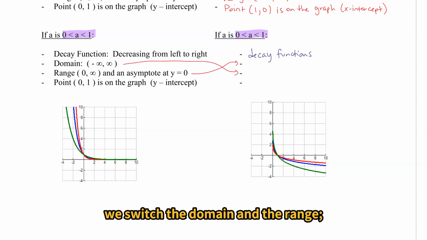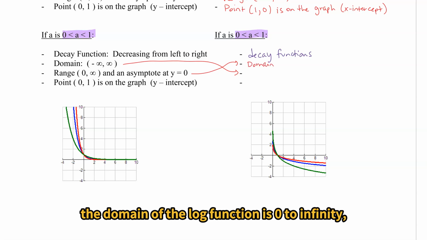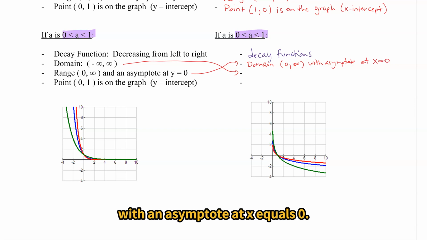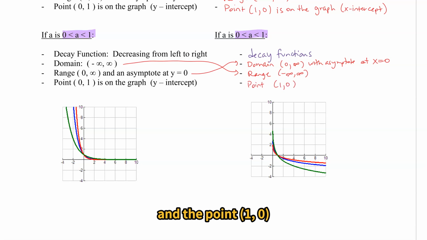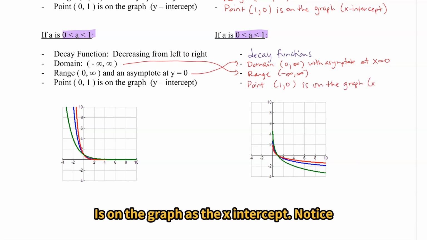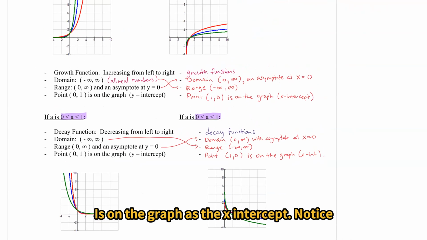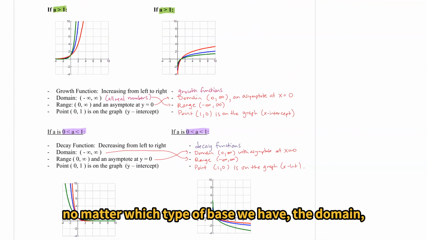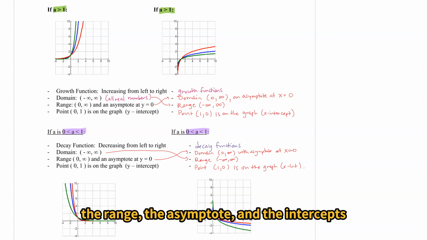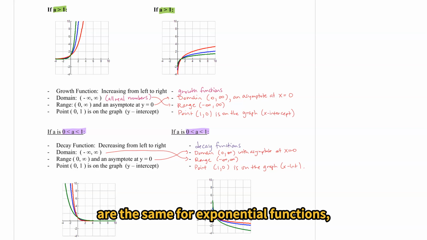Just like before, we switch the domain and the range. The domain of the log function is 0 to infinity with an asymptote at x equals 0, and the range is all real numbers, and the point (1, 0) is on the graph as the x-intercept. Notice, no matter which type of base we have, the domain, the range, the asymptote, and the intercepts are the same for exponential functions, and they're the same for all log functions.